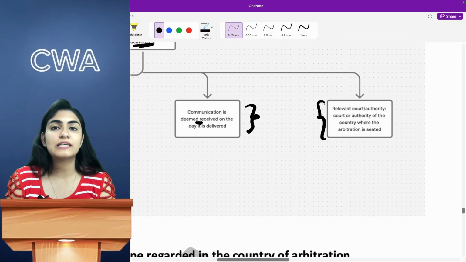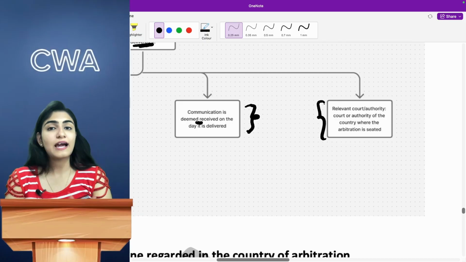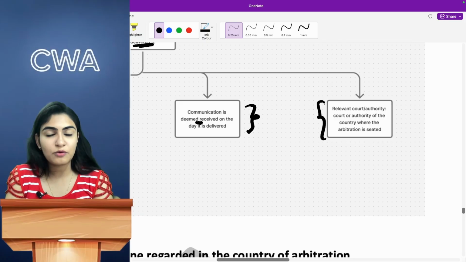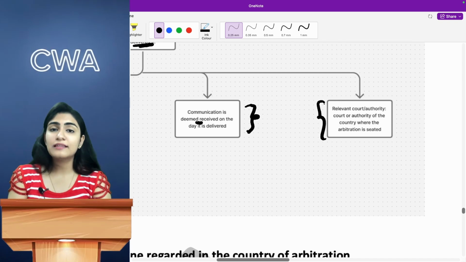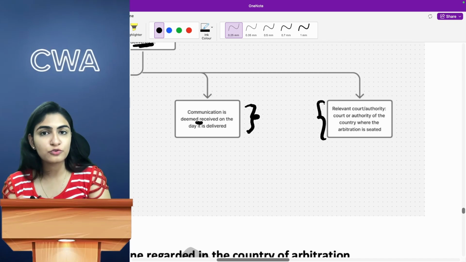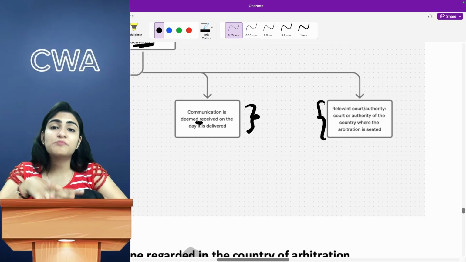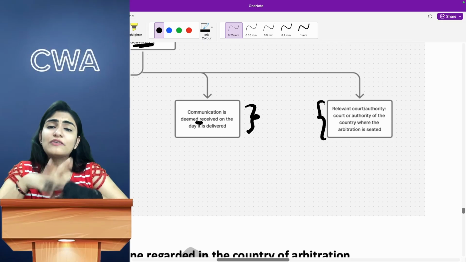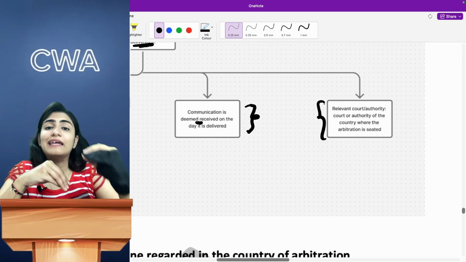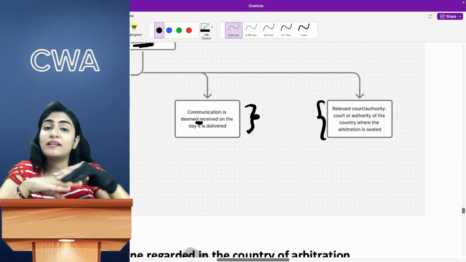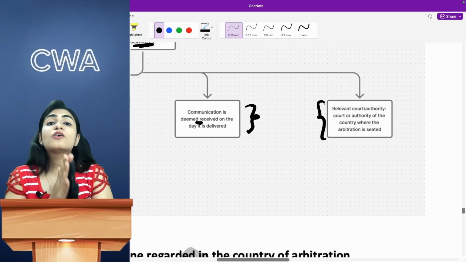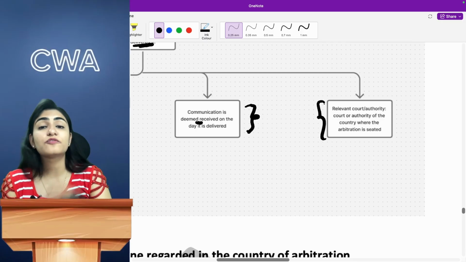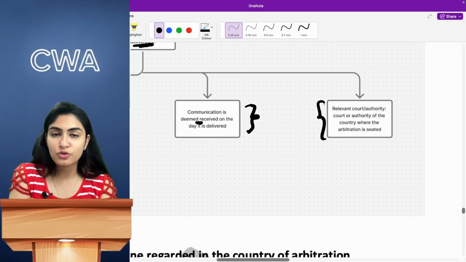Now, ma'am, you said that it is a third person handling the entire dispute. Why is a court required? Why is the word court coming in this scenario? We will understand that briefly as we go forward in our lecture. But basically, if I have to give you a brief, if at any point of time anything goes wrong during the arbitration process, which court will the parties refer to?